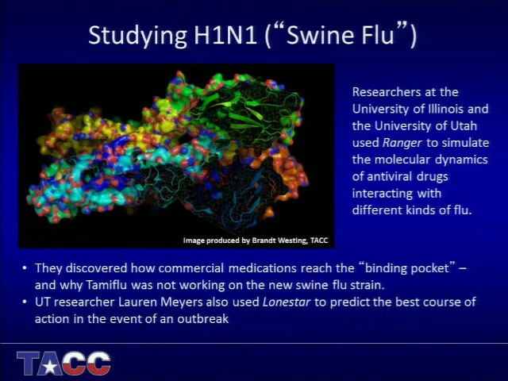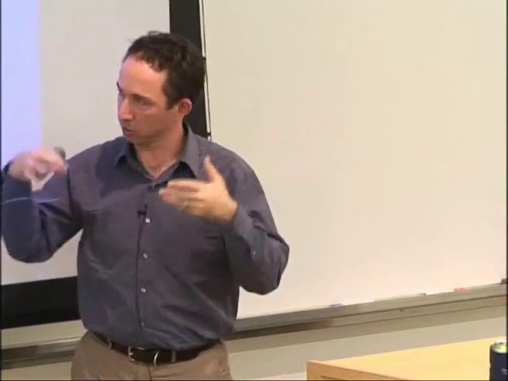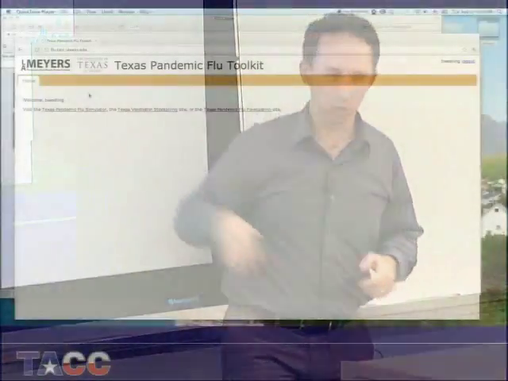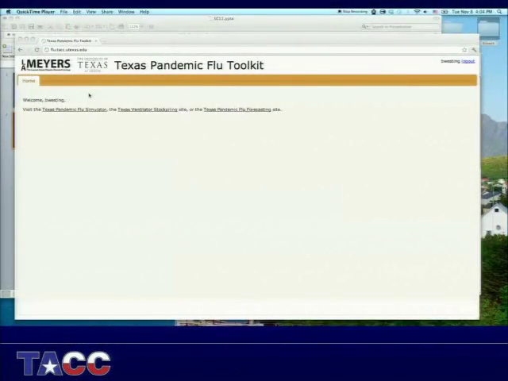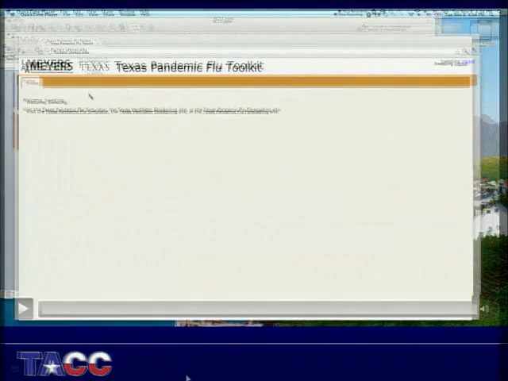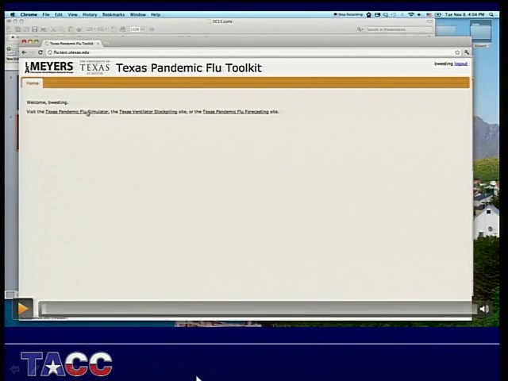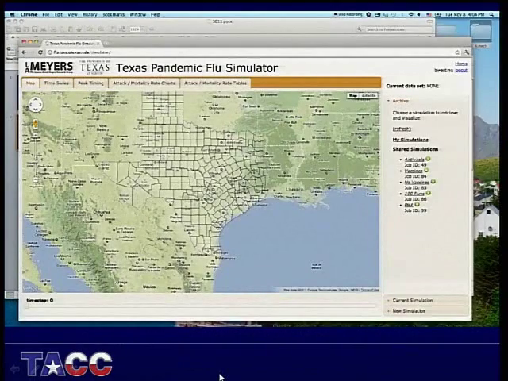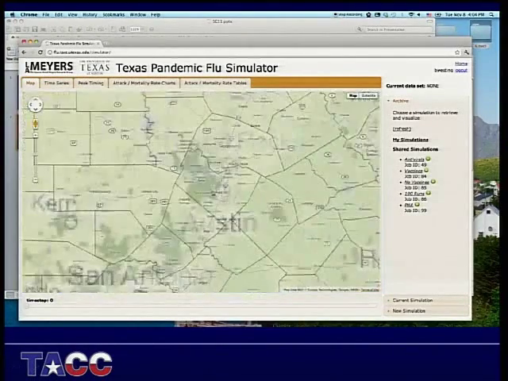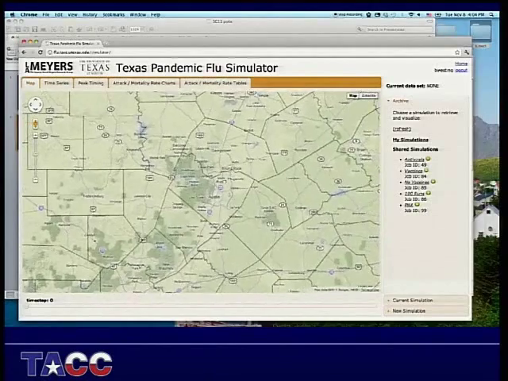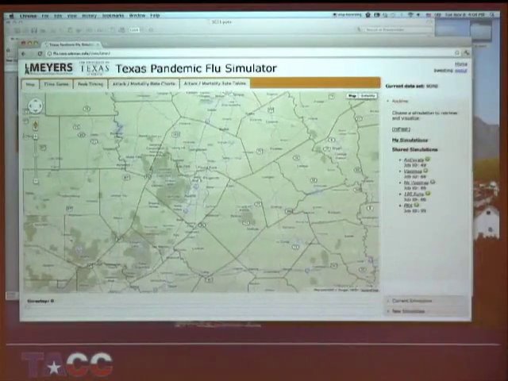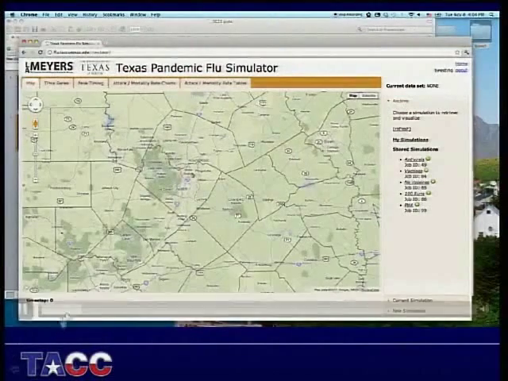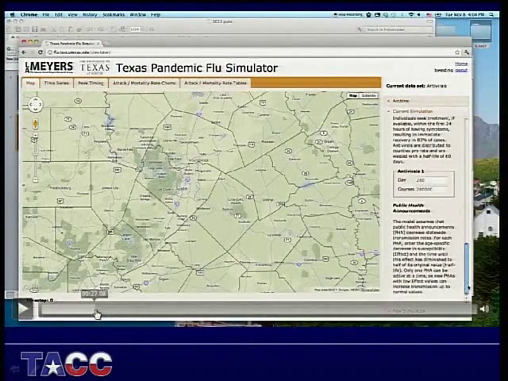So we've also studied H1N1, not only the molecule itself and how the virus attacks cells, but we've also looked at the epidemiologic effects. And this is a nice web interface that Greg Johnson on my staff has developed. That part really isn't exciting. So here, I think we're getting a little choppy, but you can see the counties of Texas, and once you zoom into a particular point, you can look at the results of the simulation.